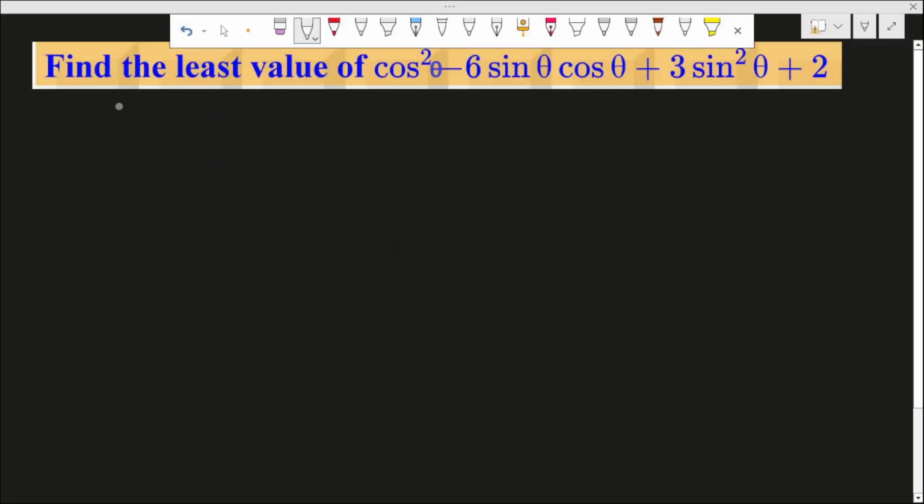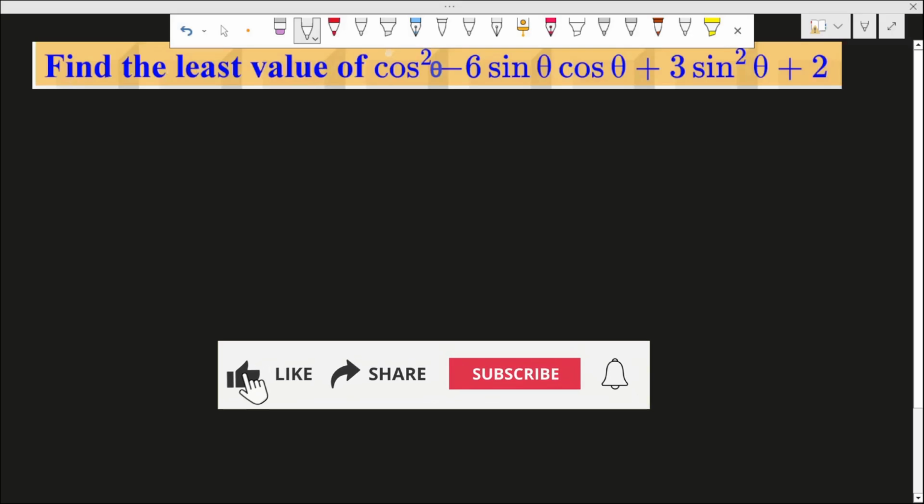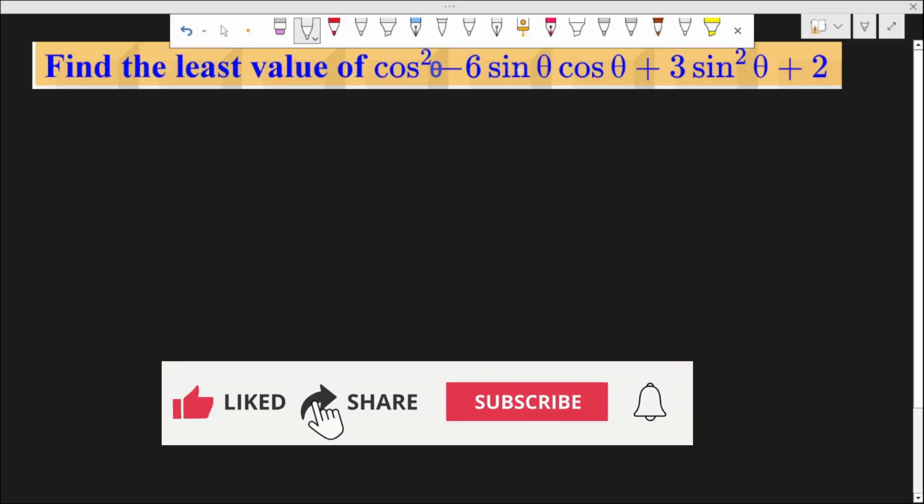Welcome. This question is from trigonometry. Find the least value of cos square theta minus 6 sin theta cos theta plus 3 sin square theta plus 2 cos square theta.